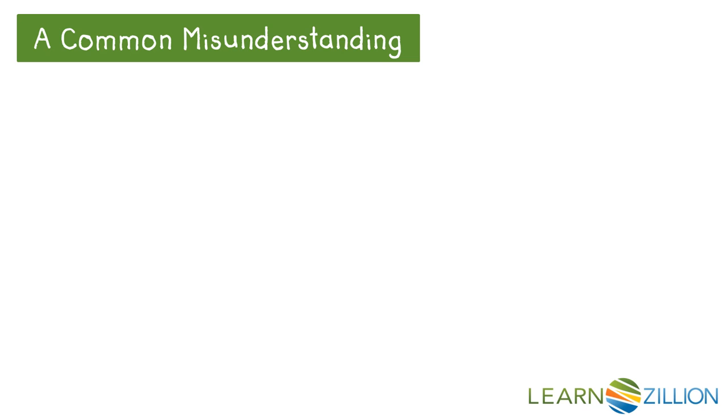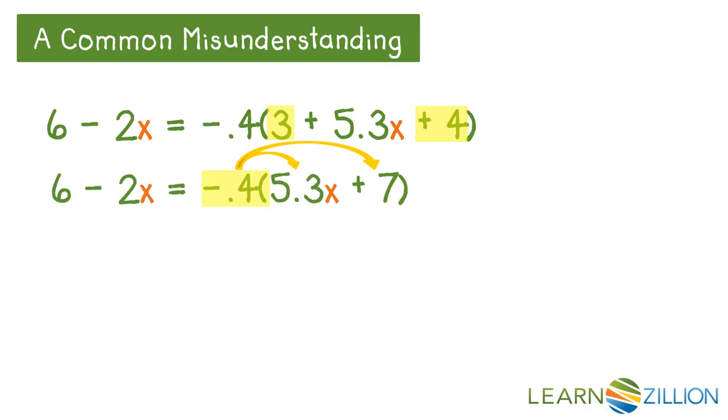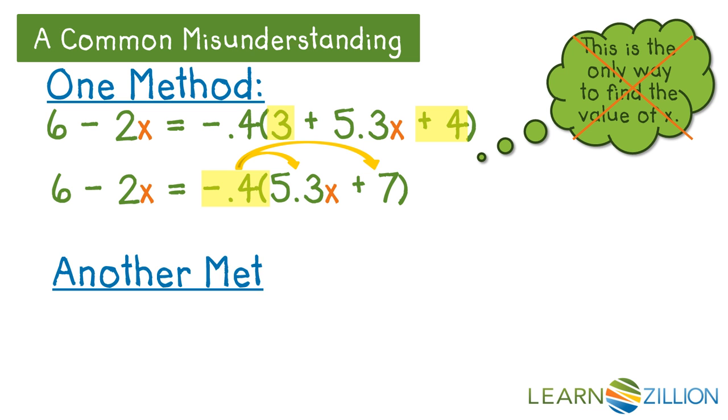A common misunderstanding when solving equations is to think that there is only one way to find the value of the variable. For example, in the last equation that we solved, we combined the like terms and then distributed to start off with. However, this isn't the only way to find the value of x. This is just one method.